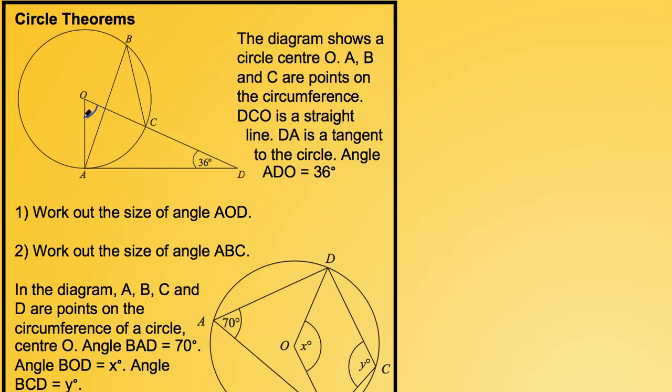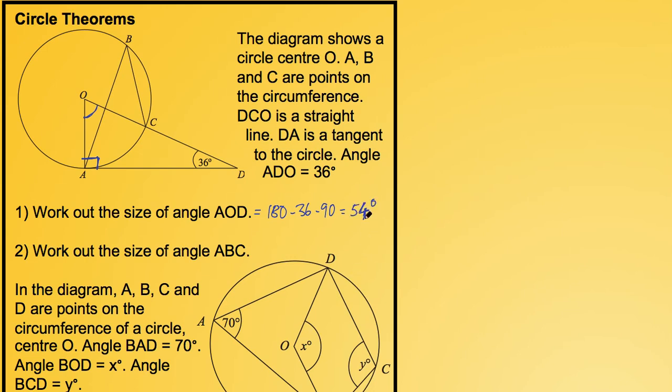That's this one here. It doesn't tell us to give reasons, but I will explain the reasons as I go. So angle DAO is 90 degrees, and we know that because of the reason that a radius meets a tangent at 90 degrees. And so the angle we're looking for, AOD, equals 180 minus 36 minus 90, which equals 54 degrees.